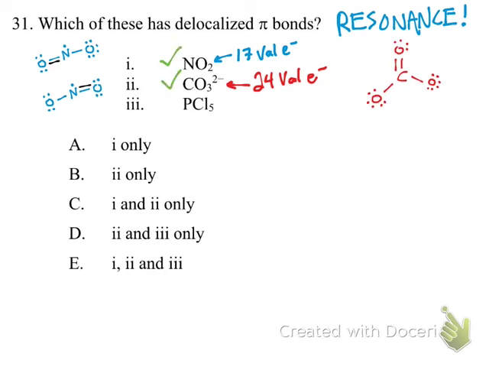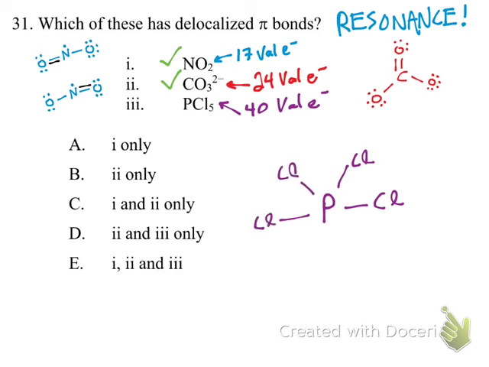Now let's look at PCl5. It's got 40 valence electrons. Our phosphorus goes in the middle. We'll put a chlorine here. We'll put a chlorine there. We'll put a chlorine everywhere. And we've got, from our 5 bonds, 10 electrons drawn in.